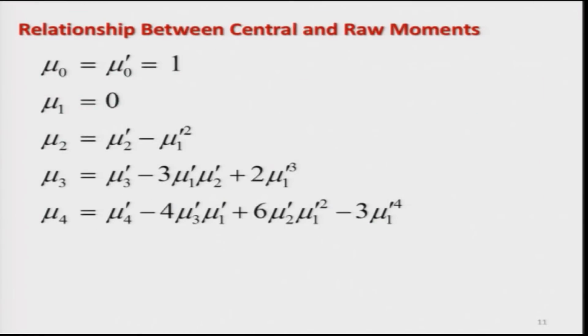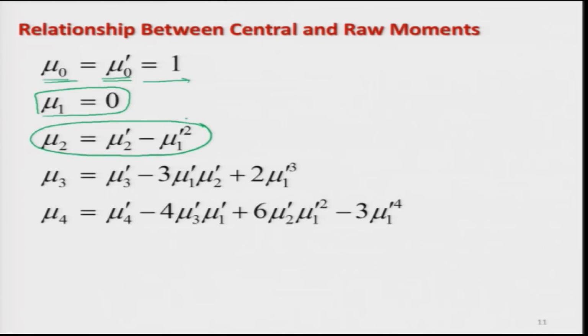Now, I will show you the relationship between central moments and raw moments. You have observed that the first raw moment takes the value of the mean, and the first central moment always takes the value 0. These are the 2 points where you have to be careful. I already have shown you how I can express the second central moment mu 2 as a function of the first raw moment and second raw moment.